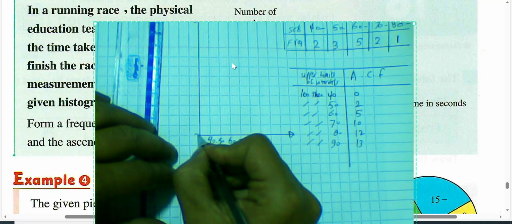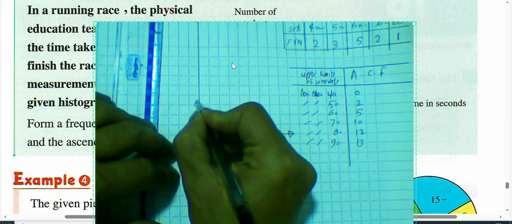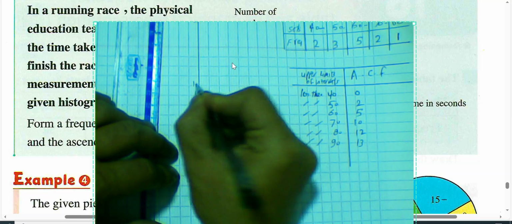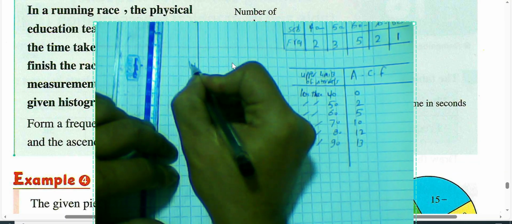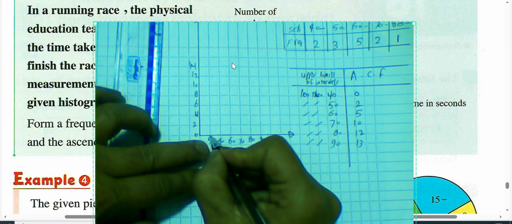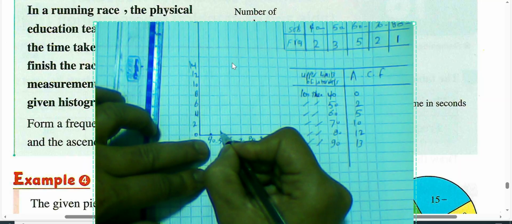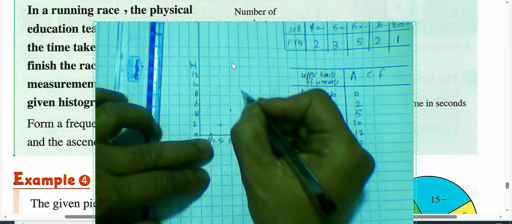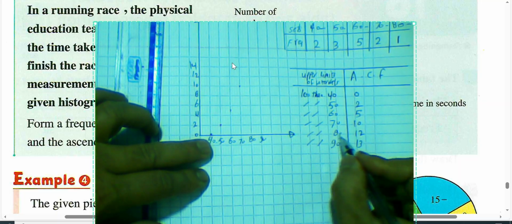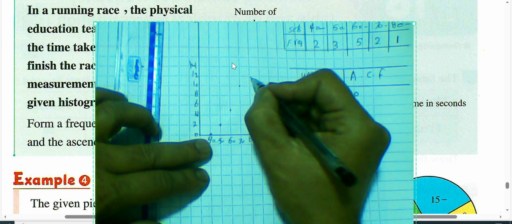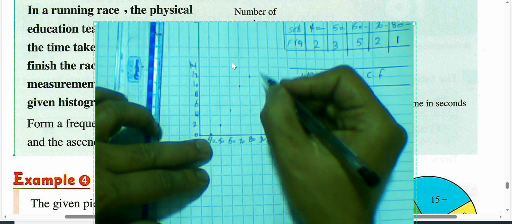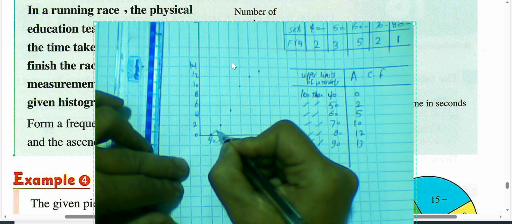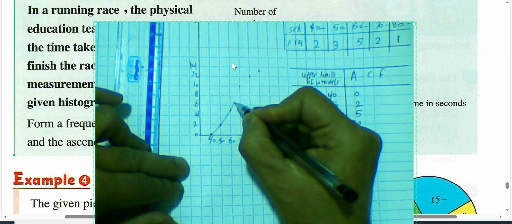You can write 0, 2, 4, 6, 8, 10, 12, 14. First 40 with 0 and 50 with 2. 5 lies between 4 and 6, and 70 going to 10, and 80 to 12, and the next to 13. And then there is a curve like this.